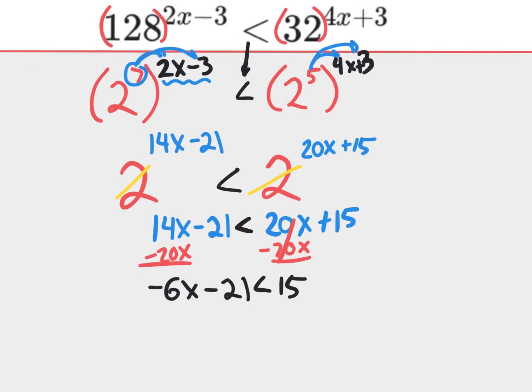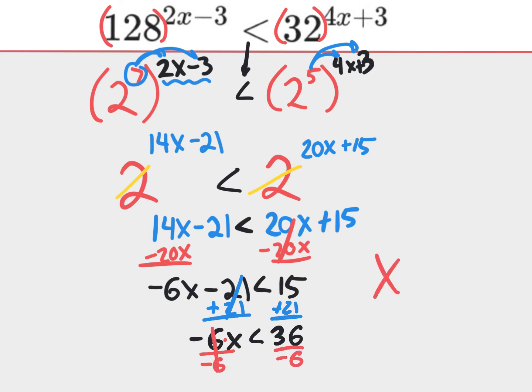So at this point, I am going to get rid of the minus 21 by adding 21. Adding 21, that's going to give us the new inequality, negative 6x is less than 36. Final step, divide by negative 6, divide by negative 6. That eliminates x. Because we divided by a negative, this guy needs to flip. So it's going to flip to become a greater than negative 6. And there's my answer. X is greater than negative 6. Let's move on.